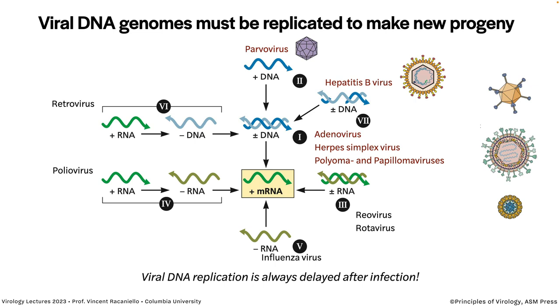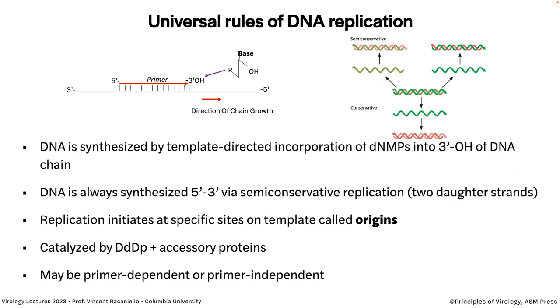So there are universal rules for DNA replication, just as there were for RNA. They're very similar. On the top, we have our template and a primer. Again, we have template-directed DNA synthesis, and the triphosphates are incorporated, synthesized in a 5' to 3' direction, directed by the template.